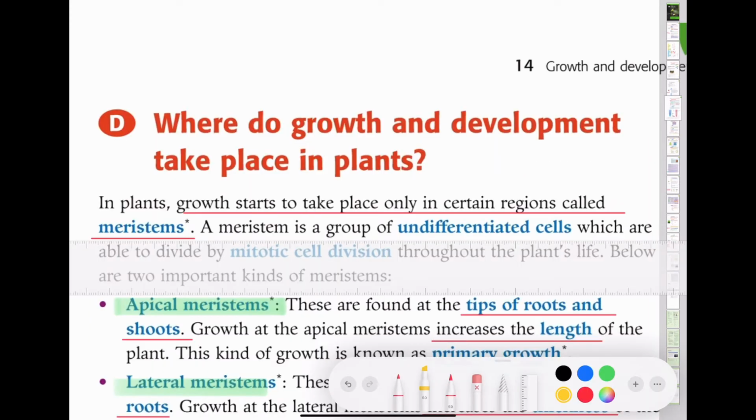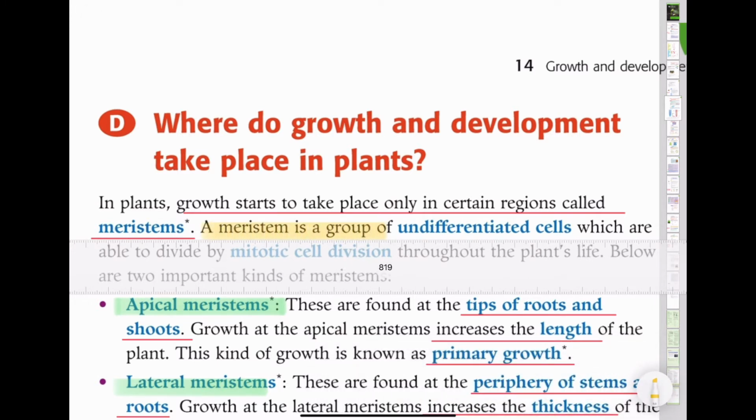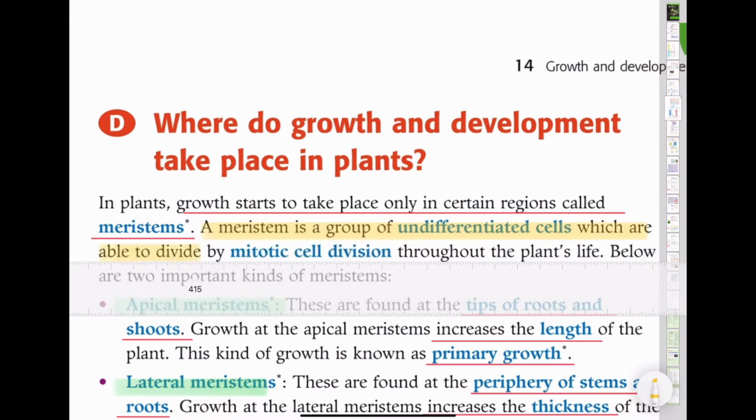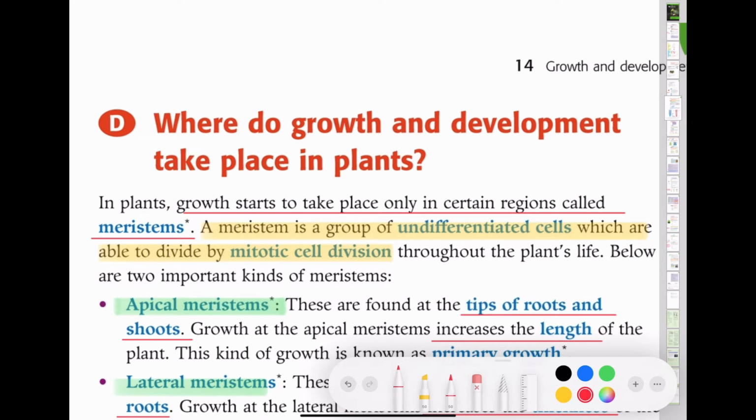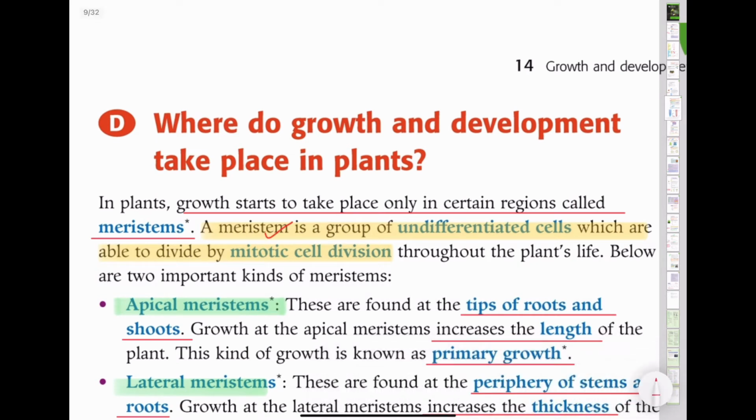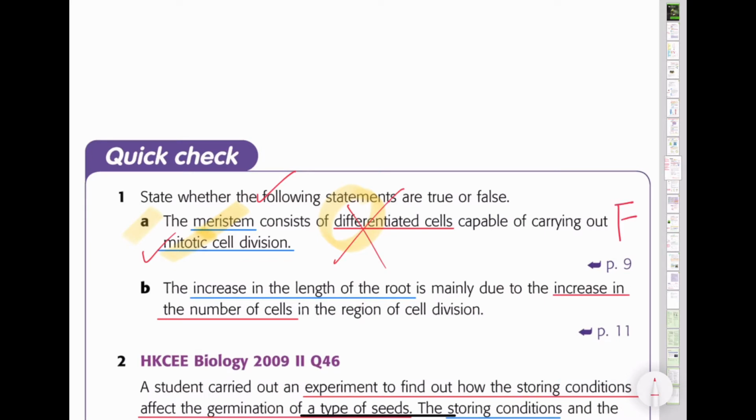In the section on meristem, you can see that a meristem is a group of undifferentiated cells which are able to divide by mitotic cell division. So in the true or false question, at least they mention the meristem and the mitotic cell division, but you can see that the cells should be undifferentiated. So that's why 1A is wrong.